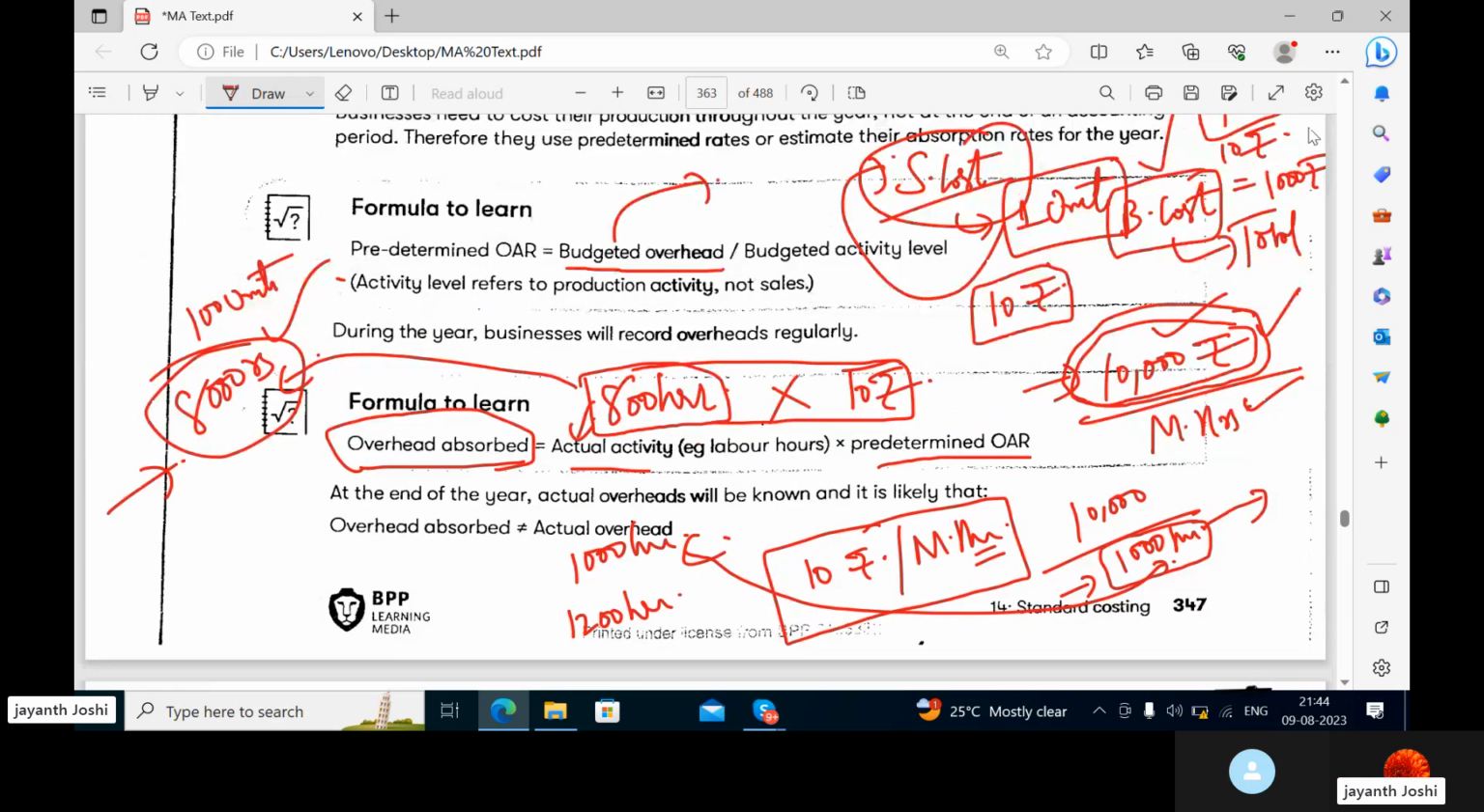So now we are going to find out something. Just a second, 2 minutes. I'm putting the charger.